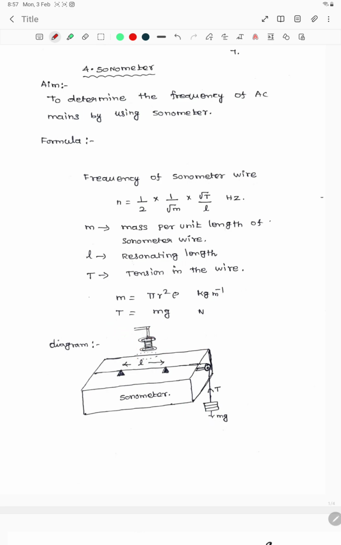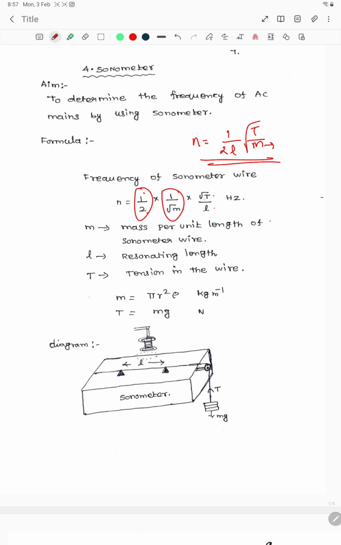What we are first going to do is, we have all studied in our 11th standard, the frequency of the stretched string, vibrating string, is 1 by 2L root of T by M, isn't it? Where M is the mass per unit length of the wire. So here we will split this equation as 1 by 2, 1 by root M and root T by L, because 1 by 2 is a constant and M is the mass per unit length of the sonometer wire that we are using.